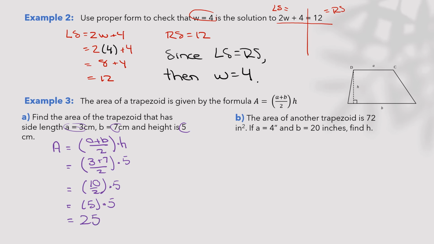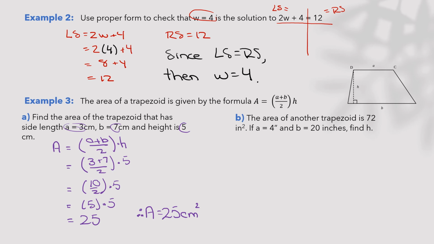And we're going to put units on that. Therefore, area is equal to 25. What were the units? Well, we had centimeters in the question, but area is always squared. So it's 25 centimeters squared.